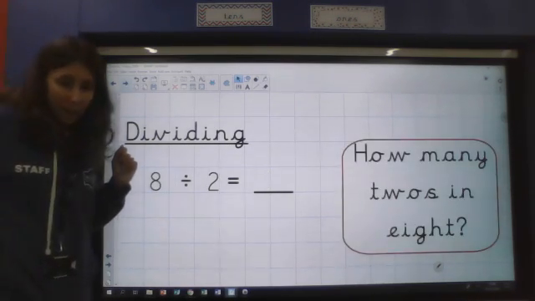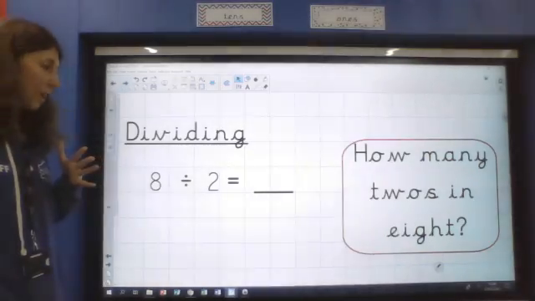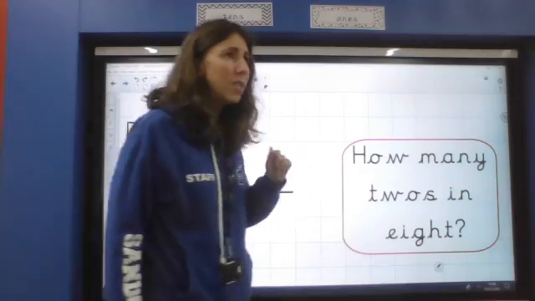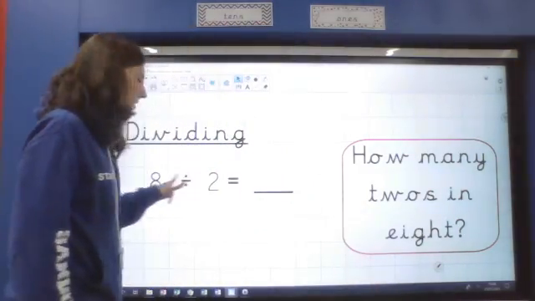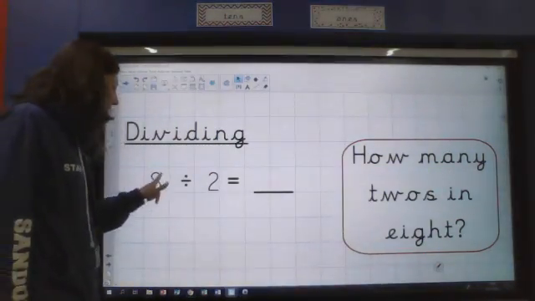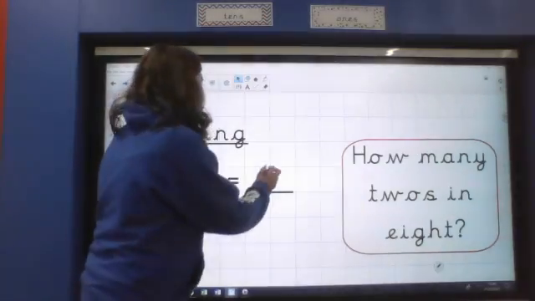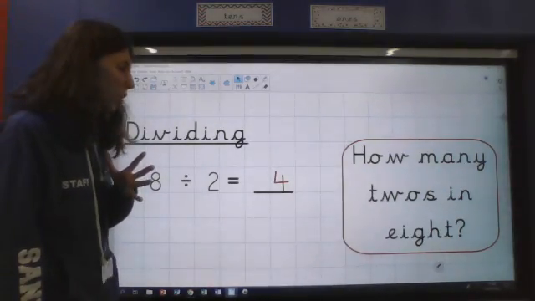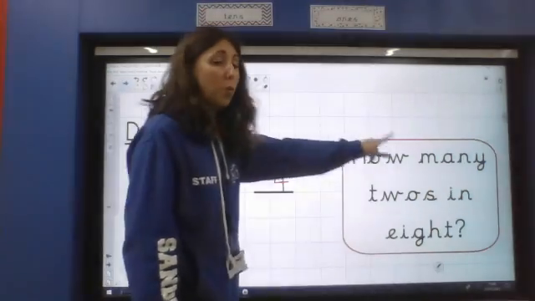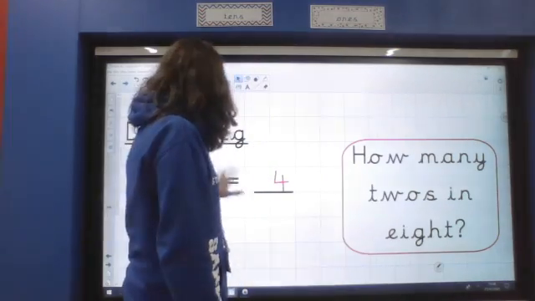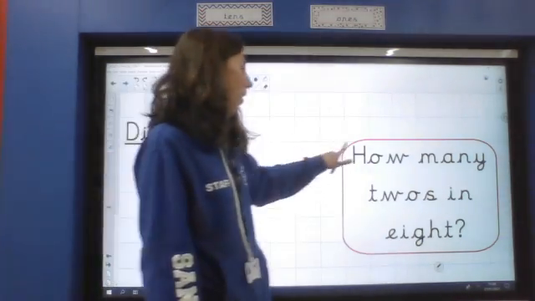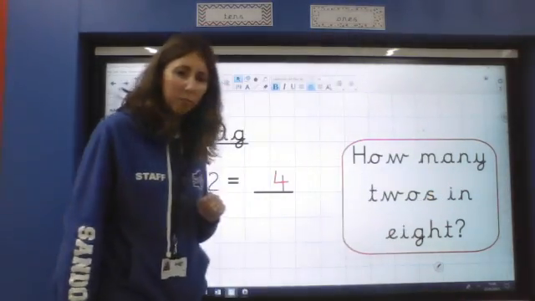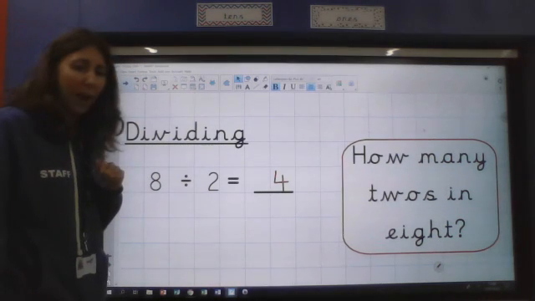Okay, our next part then is the exact same kinds of calculations, but they've tried to trick us by writing it in words instead of writing it as a number sentence. Okay, so we've just worked out that 8 divided by 2 equals 4. So we know that. But what they've done is they've worded it in a different way. Instead of saying 8 divided by 2, they've said how many 2's in 8. And that is what we mean by dividing.